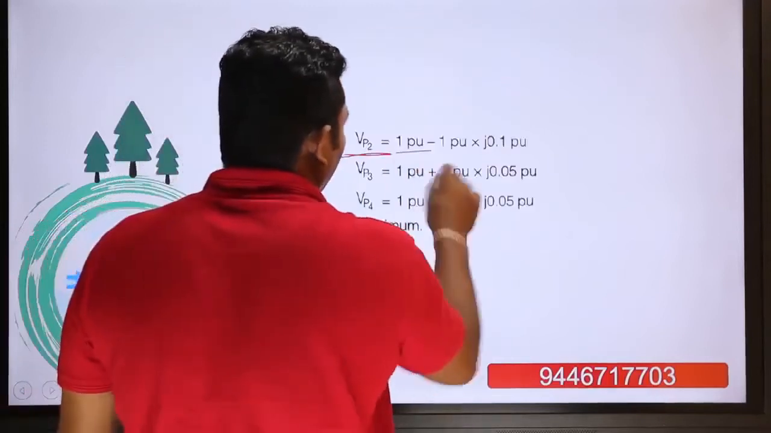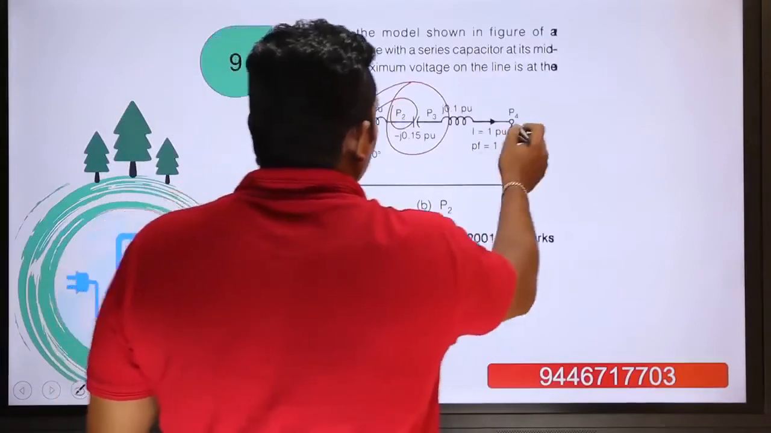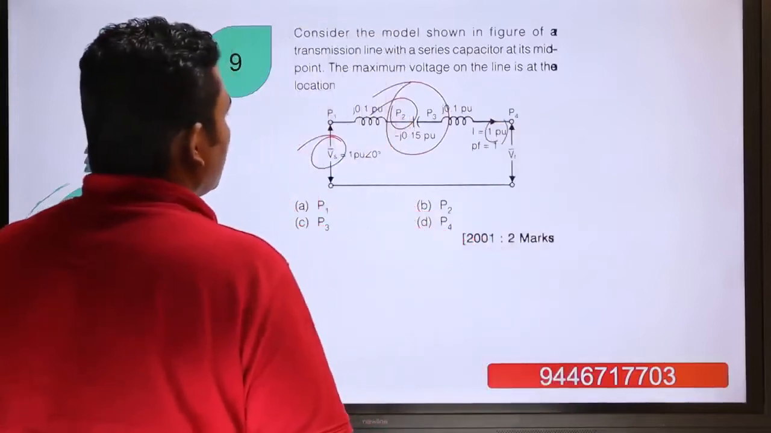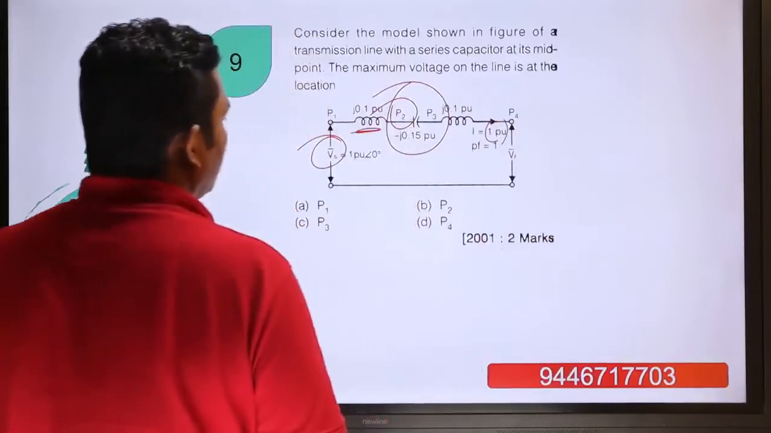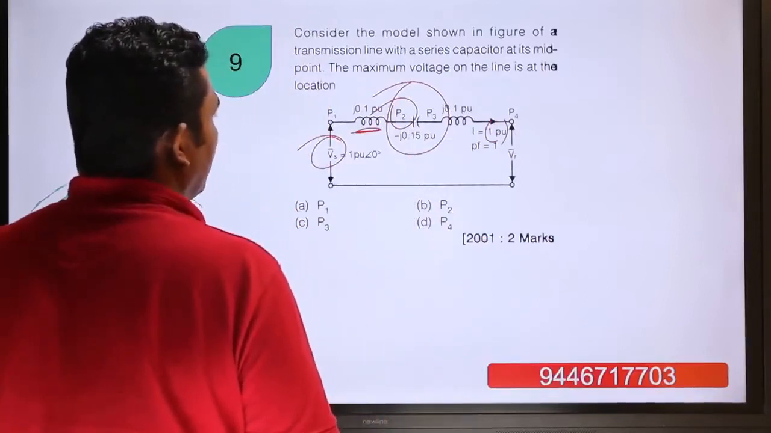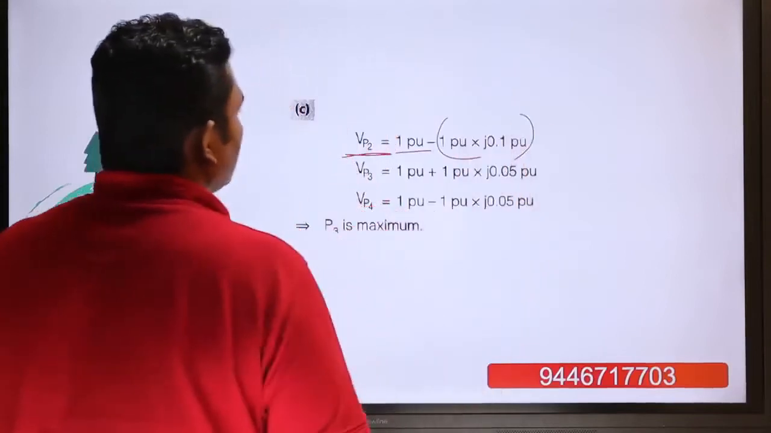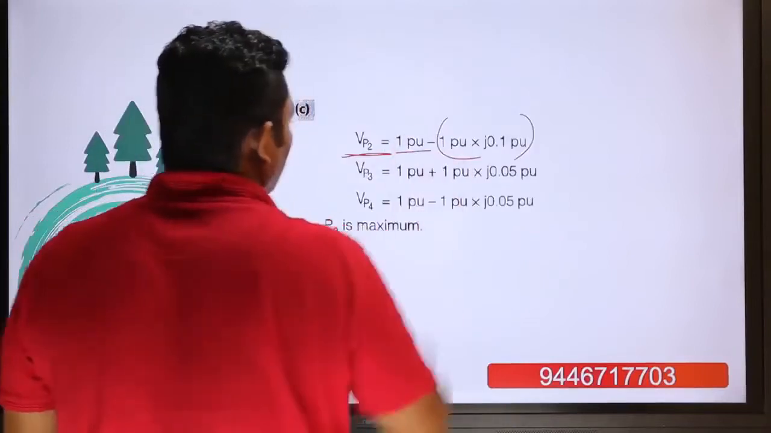So it is 1 per unit minus 1 per unit into what is the current? The current is equal to 1 per unit. So it is 1 per unit into the drop that can happen, which is 0.1 per unit. So it is 1 per unit minus 1 per unit of current into the reactance, which is 0.1 per unit. So that is the drop at point 2.